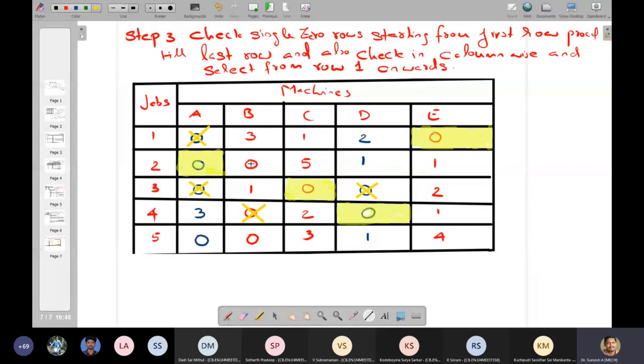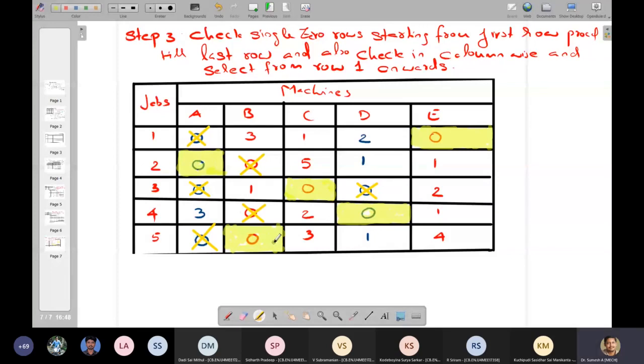Now, does every job have an assignment right now? Except job 5, sir. Except job 5, yeah. Everything else is there. Okay. Now every job has got one machine. Directly one to one we have assigned.